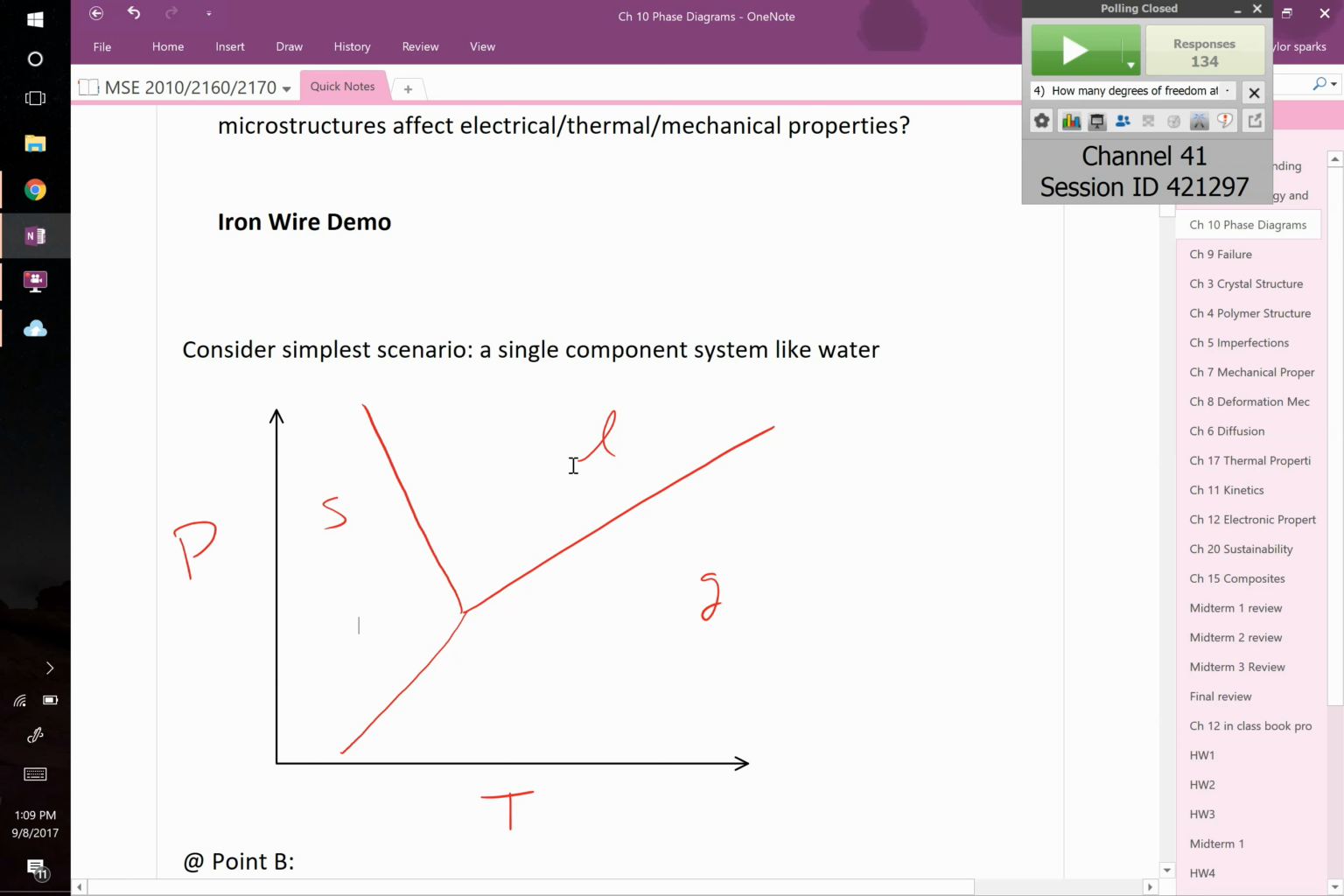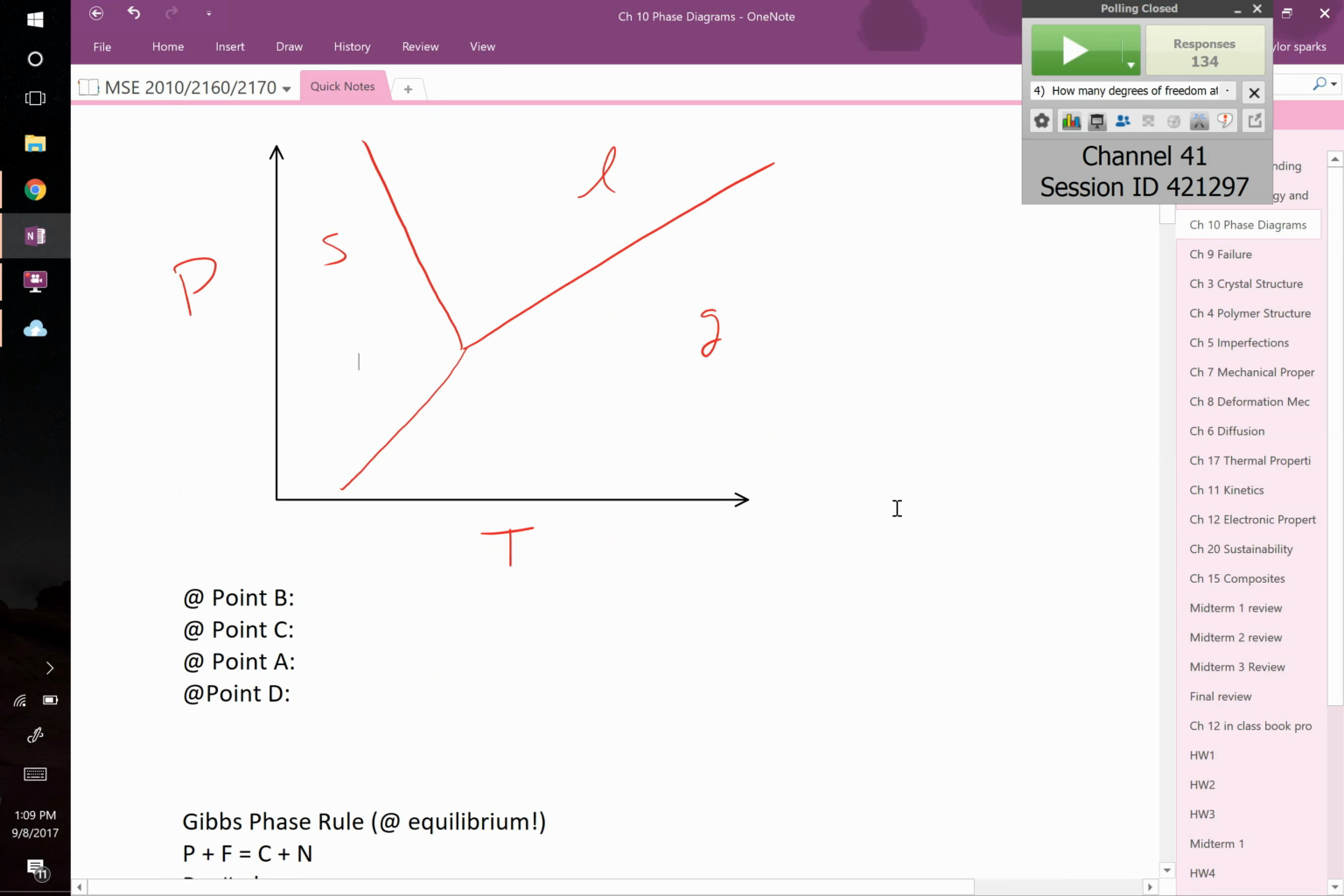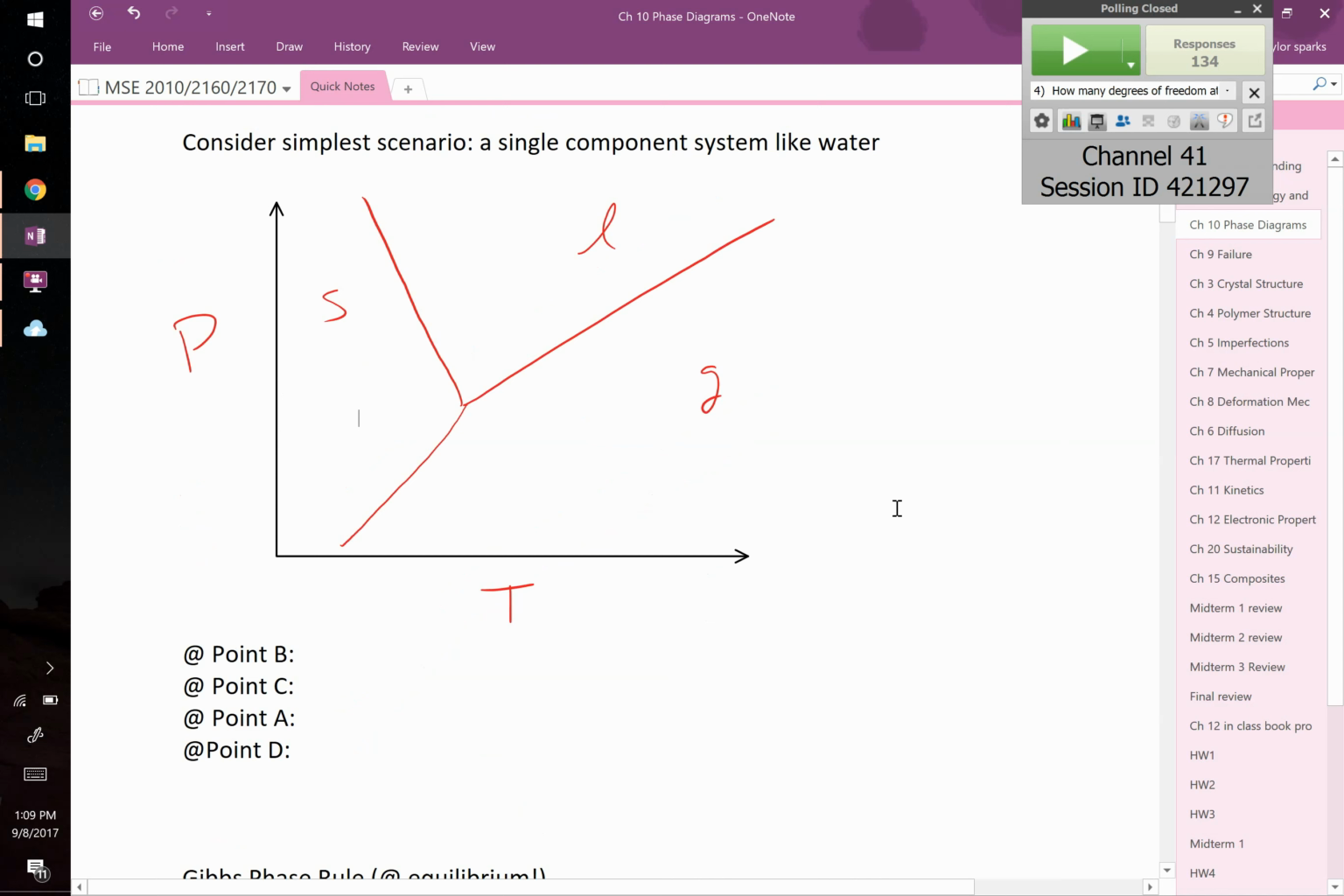Anyways, this is our phase diagram for water. This tells us, as a function of pressure and temperature, where you can find these different phases. And this is just a cheesy sketch right now, but it's still pretty useful.